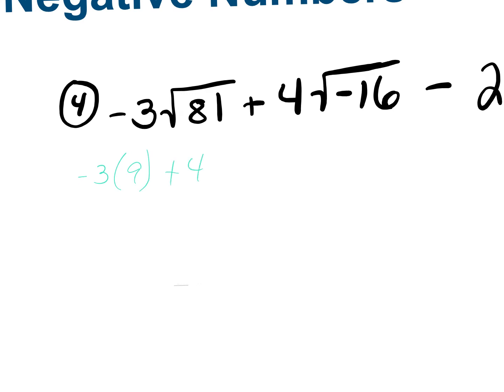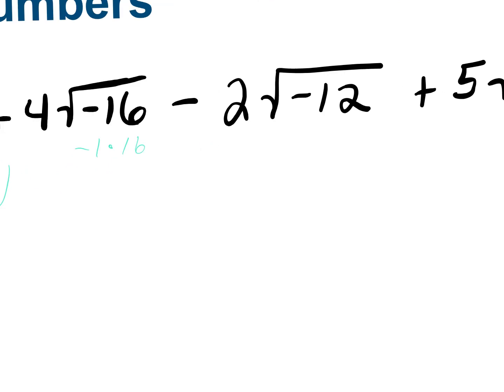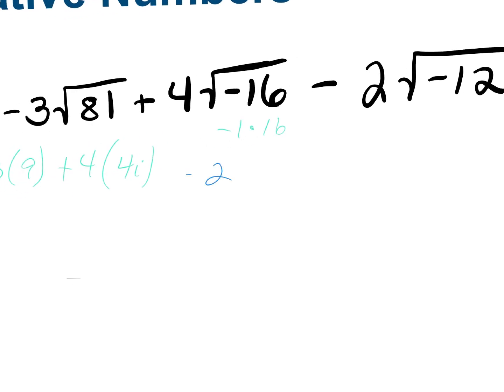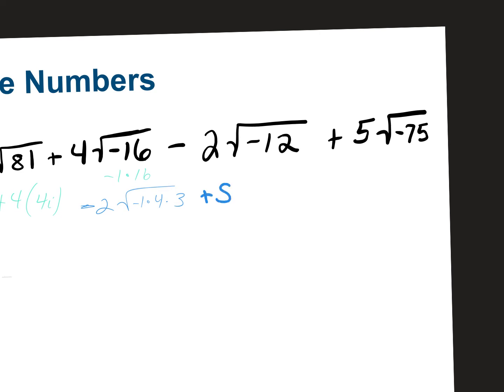Plus 4. Now think about what negative 16 is. Negative 16 is really negative 1 times 16 underneath that radical, right? 4i. So you're taking out a 4i. Good. Now I come here and I have my minus 2. Well, actually, yeah, we'll do that. I'm going to take out a negative 1 here, a 4, and a 3, right, to break it down. And then I have plus 5, negative 1, 25, and 3.